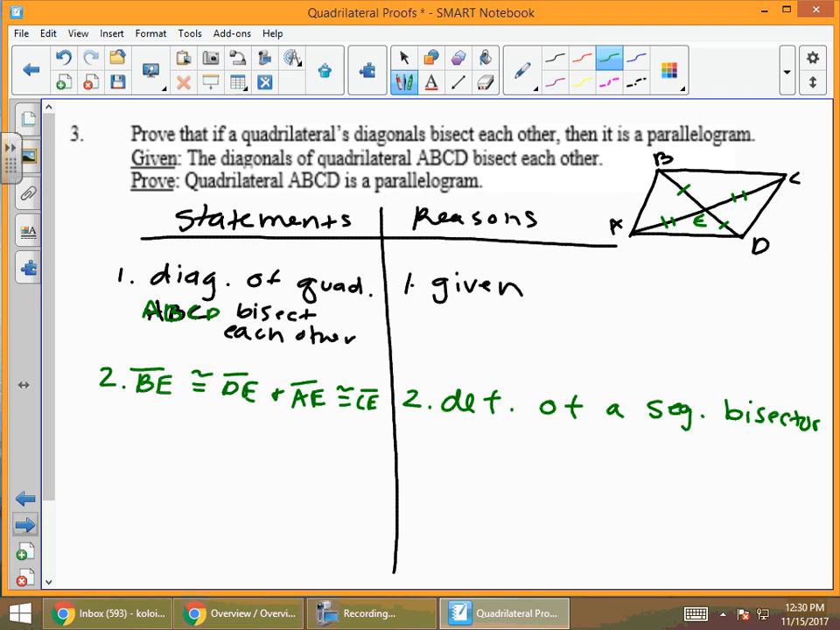Okay? And we're kind of working backwards on this one. We can't use the fact that we have parallel lines because we don't know if this is a parallelogram. We're trying to prove that it's a parallelogram. But the steps are still the same. We're still trying to show that those two triangles are congruent, just in a different way. If we can show that those triangles are congruent, we can say their parts are congruent, and then use that to help us show we have a parallelogram.